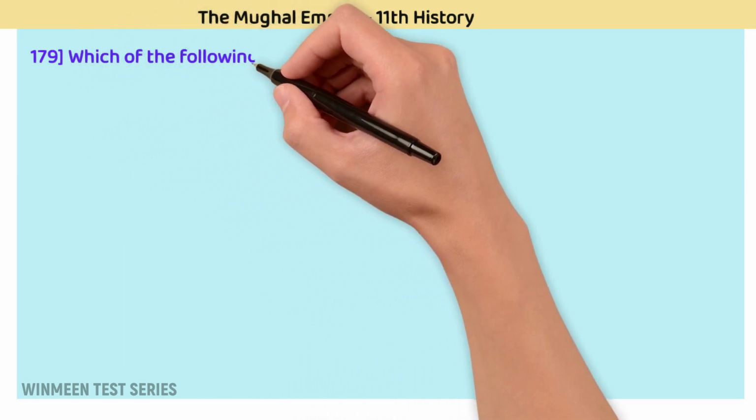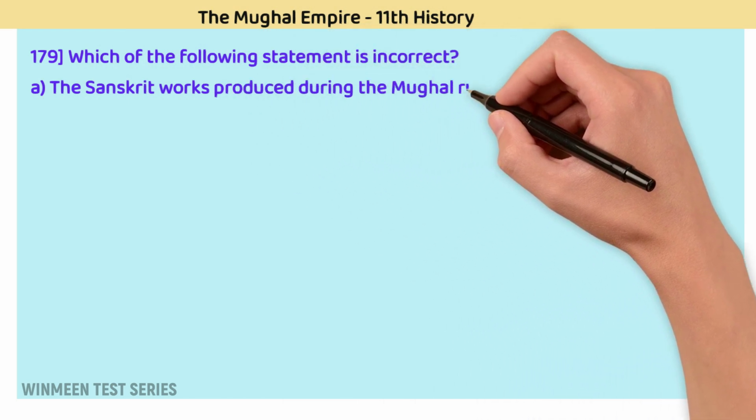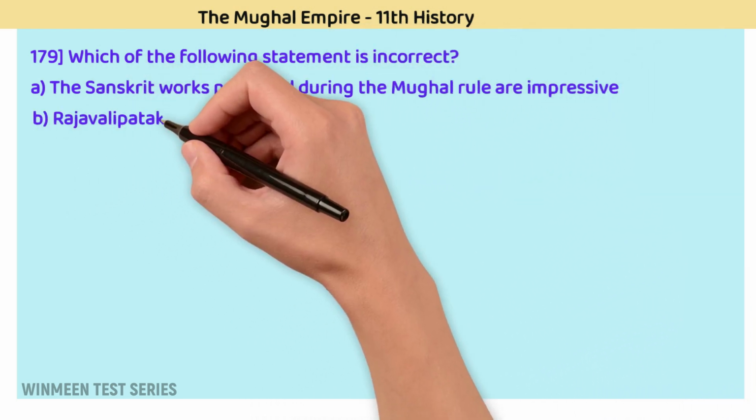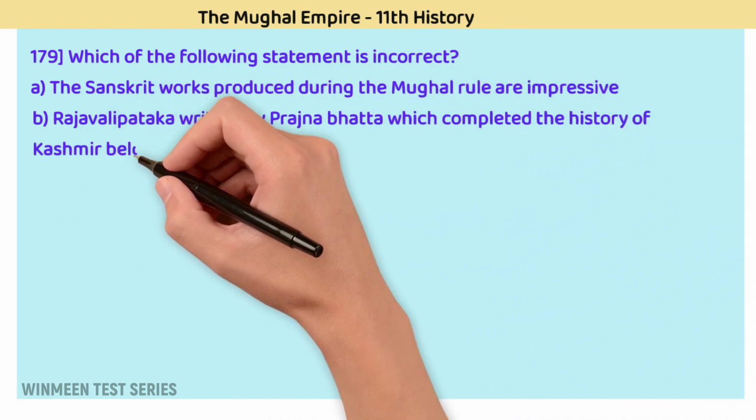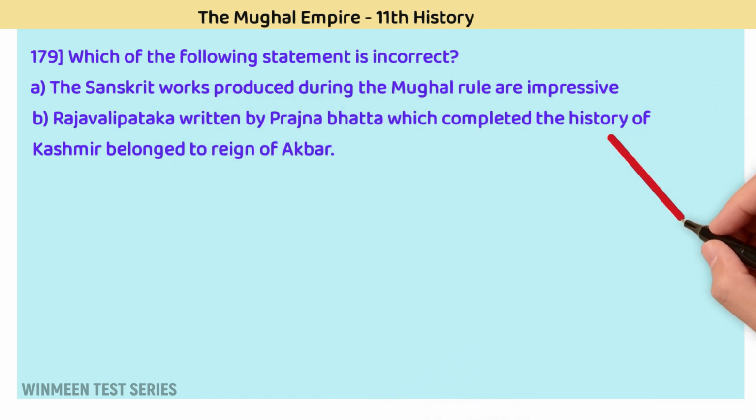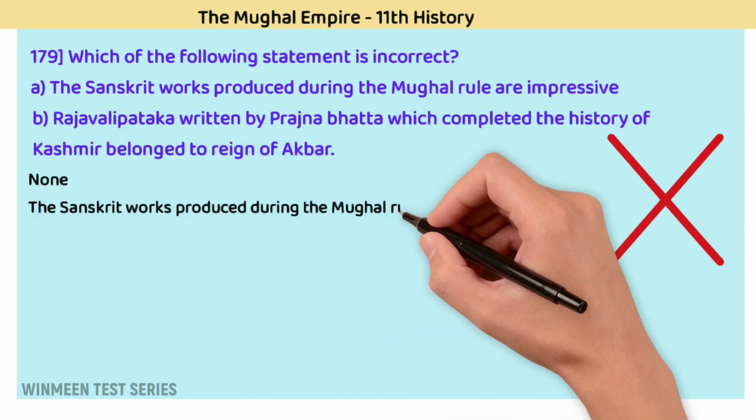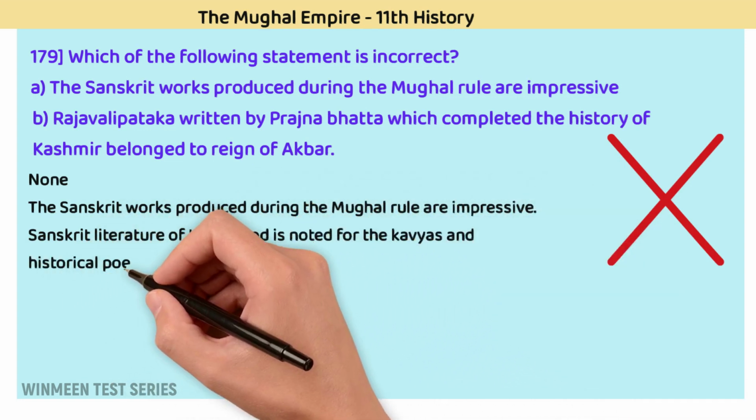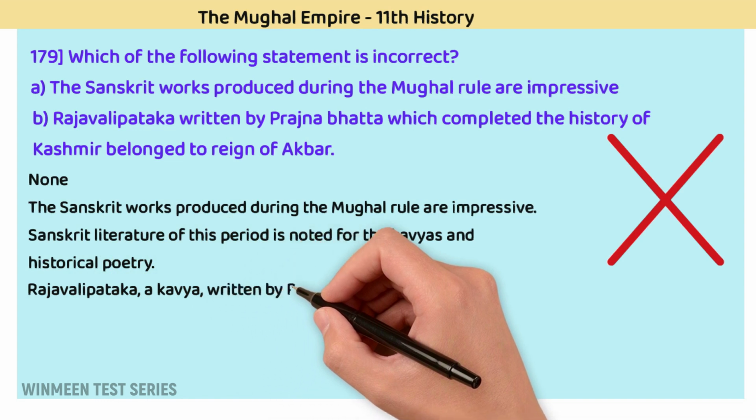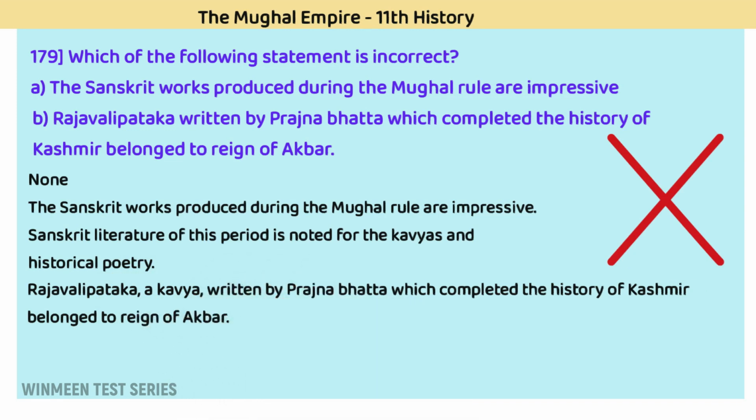Question number 179. Which of the following statements is incorrect? The Sanskrit works produced during the Mughal rule are impressive. Rajavali Pataka, written by Prajnabhata, which completed the history of Kashmir, belonged to the reign of Akbar. The answer is none of the statements are incorrect. The Sanskrit literature of this period is noted for the kavyas and historical poetry. Rajavali Pataka Kavya, written by Prajna Bhatta, which completed the history of Kashmir, belonged to the reign of Akbar.